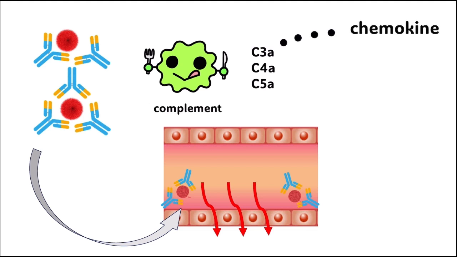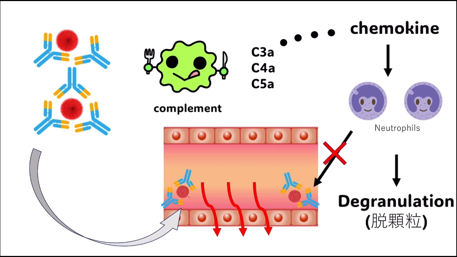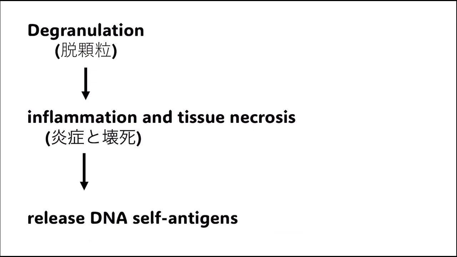These complement components also act as chemokines, a type of cytokine. This function attracts neutrophils and other immune cells to the site of deposition. Neutrophils attempt to phagocytose the deposited immune complexes, but fail. As a result, they undergo degranulation, releasing lysosomal enzymes and reactive oxygen species. This release causes inflammation and tissue necrosis.